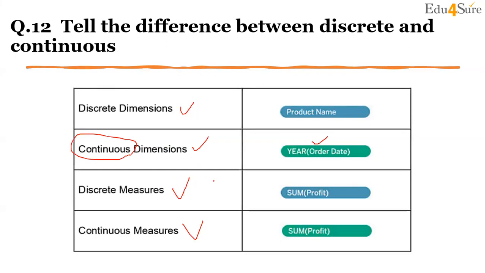When we are talking about numerical figures, so discrete numerical figures are profit. Profit can be random. It does not mean that on the first product, if we have earned 3 rupees, for example, on the next product, we will earn 4. We can earn less than 3 also, 2 also, right? So this is discrete measures. But when we are talking about sum of profit, there is a sequence, there is an order, a direction, because it will move in a direction. So this is the example of continuous measures. So these are discrete and continuous concepts in Tableau.